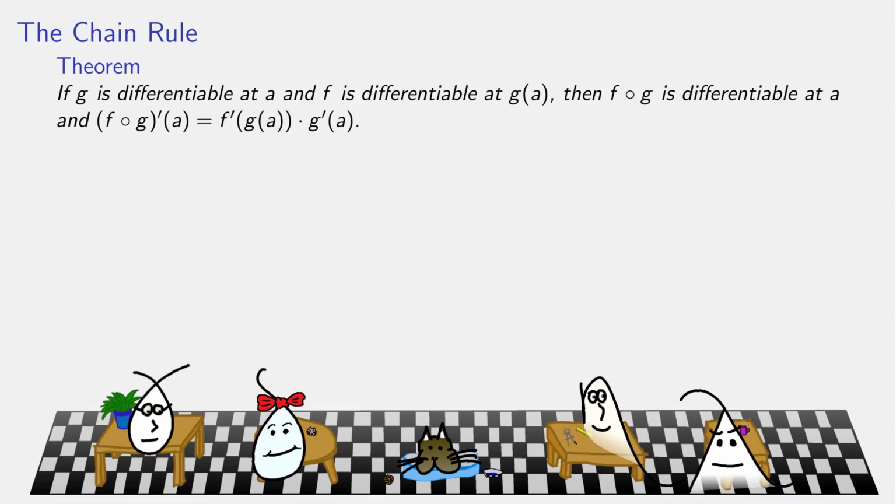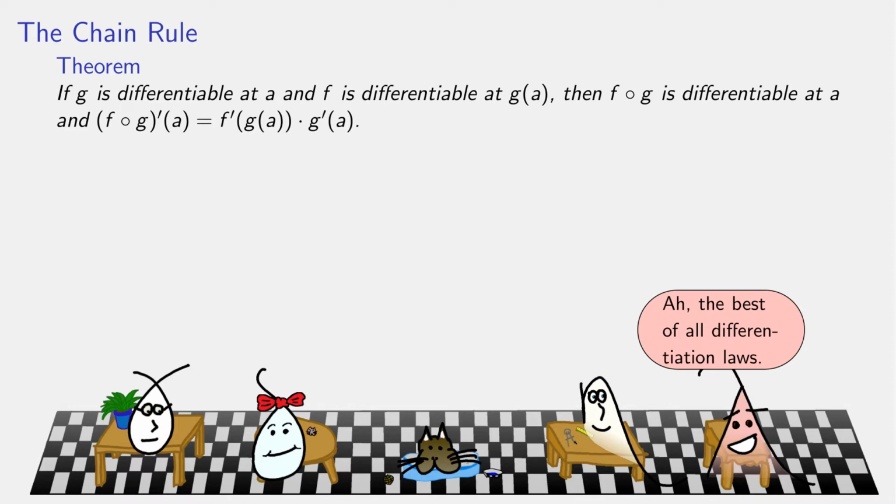What about the chain rule? Yes, I agree. I think the chain rule is the most interesting of the differentiation laws. If you compose two functions together, then (f∘g)'(a) is actually f'(g(a)) times g'(a). What you have to assume is that g'(a) exists, so g is differentiable at a, and f'(g(a)) exists, so f has to be differentiable at g(a). Under those assumptions, this will work out.